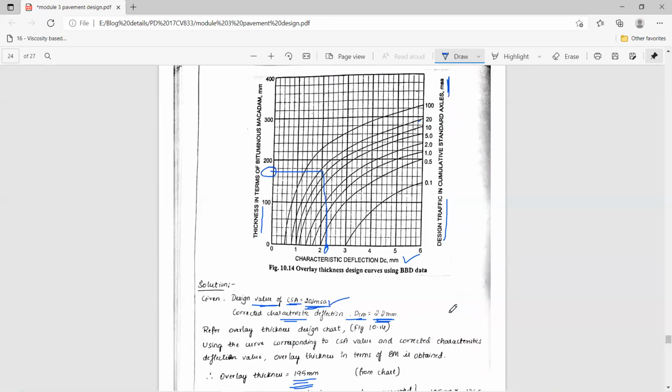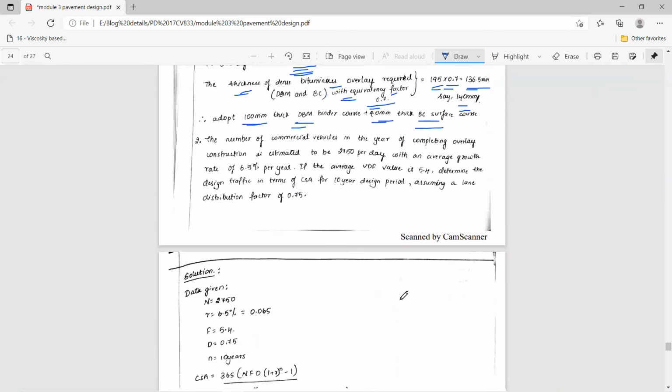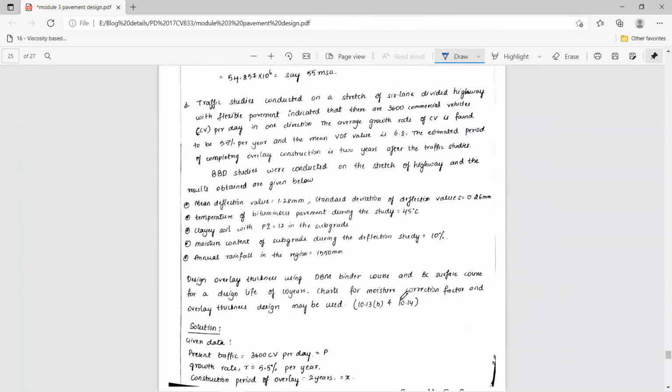Again, one more problem I am going to take. In that problem, the traffic travelling on that road, that is traffic in MSA, and the deflection value are not given straight away. You need to calculate those values by using the IRC 37 formula, and you should apply correction for temperature and moisture. Let us see that problem. So this is the problem.